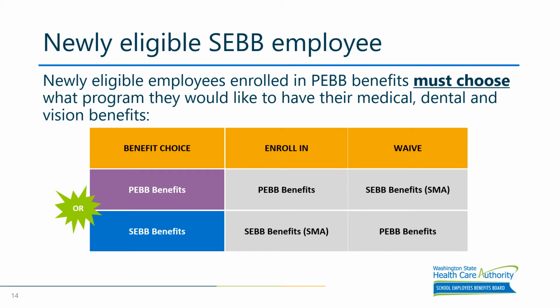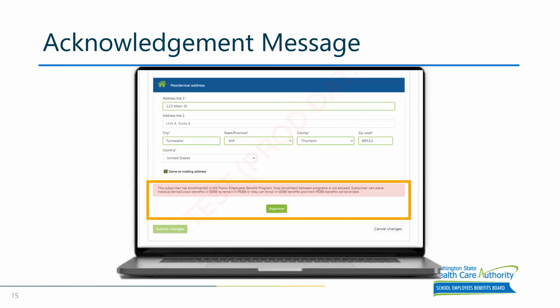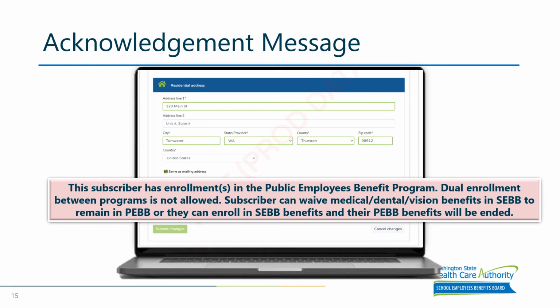So as you're entering new employees into SEBB My Account, once you click on the Employment tab and start filling out all their information, their date of birth, Social Security number, and at the bottom of that page you'll see their address, you'll get a message that states, this subscriber has enrolled in the PEB program. Dual enrollment between both programs, SEBB and PEB, is not allowed. Subscribers can waive medical, dental, and vision benefits in SEBB to remain in the PEB program, or they can enroll in SEBB benefits and their PEB benefits will be ended. Again, this is a message that you would acknowledge, hit approve, and click submit changes.